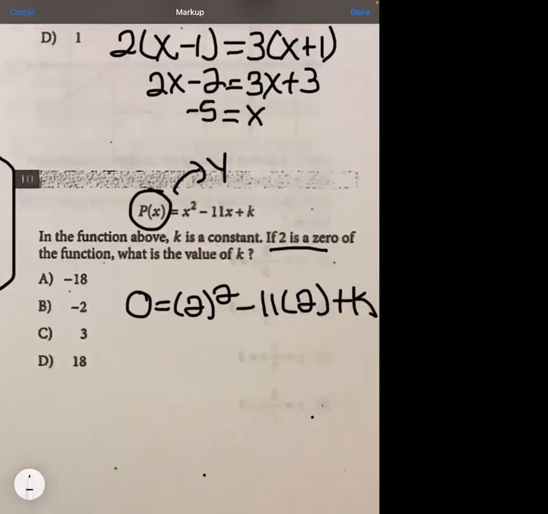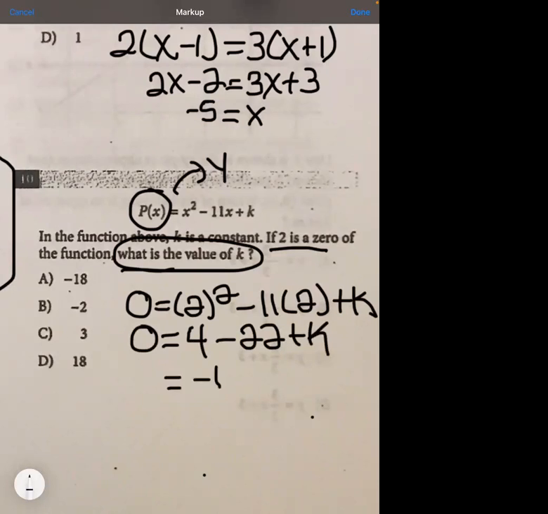And from here, all we need to do is solve for k because that's what the question is asking. So 2 to the power of 2 is 4. 11 times 2 is 22, and plus k equals 0. Negative 18 plus k.